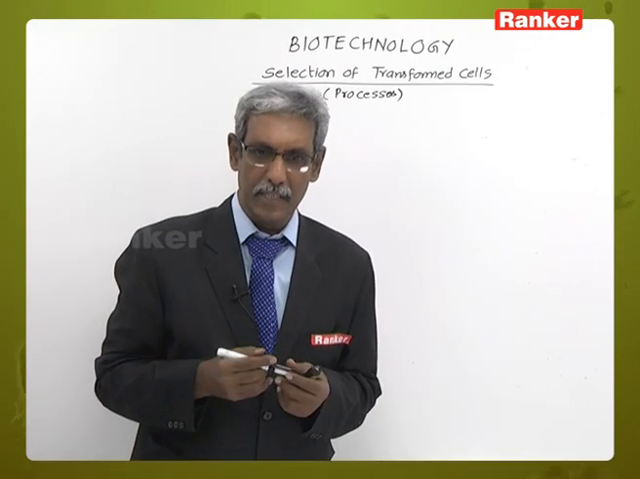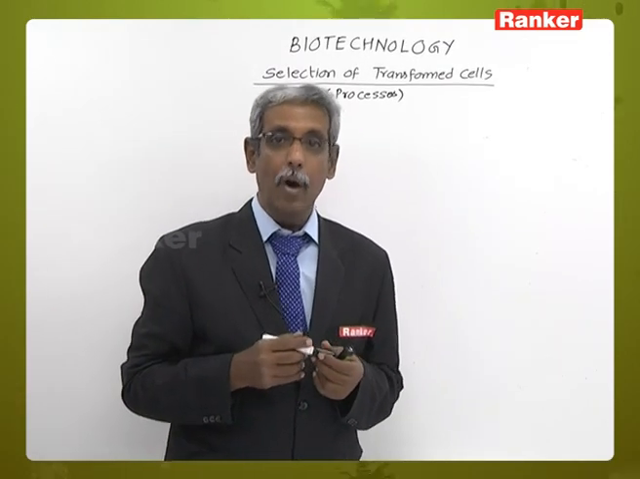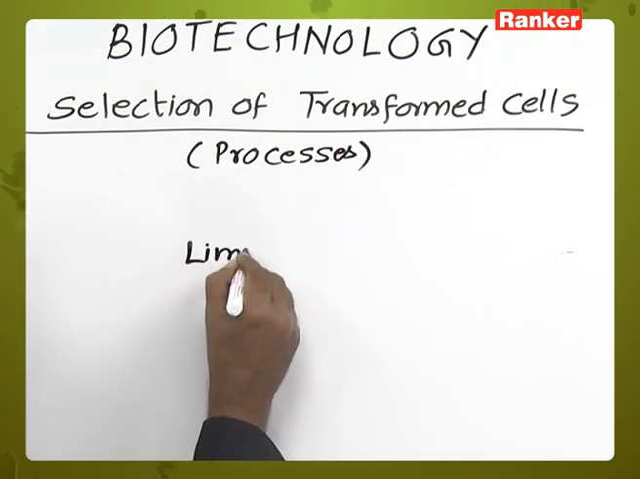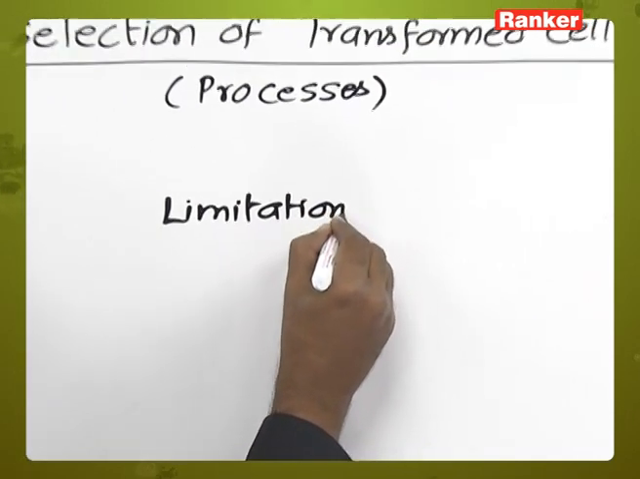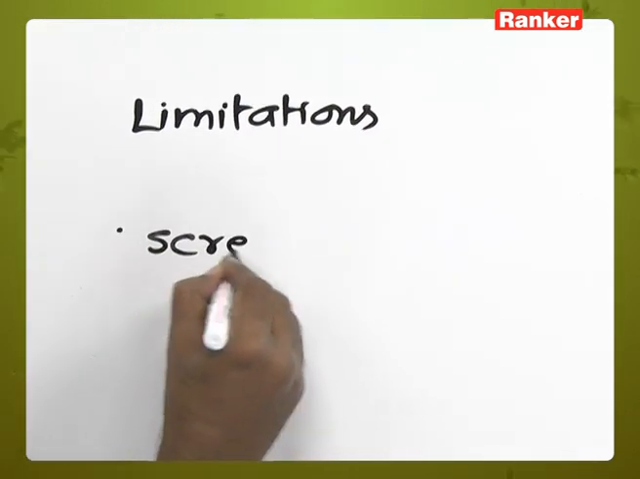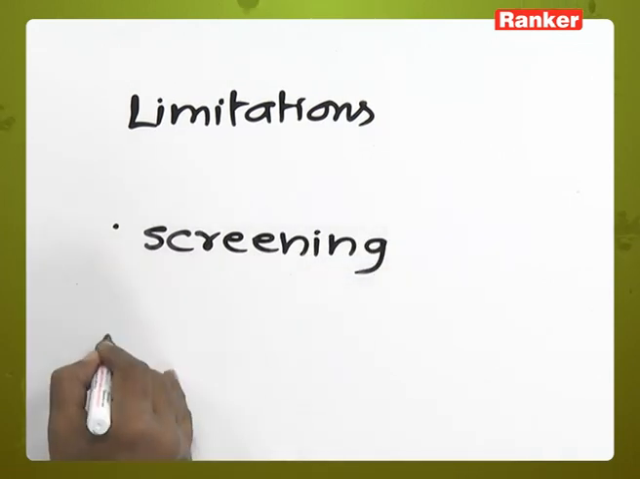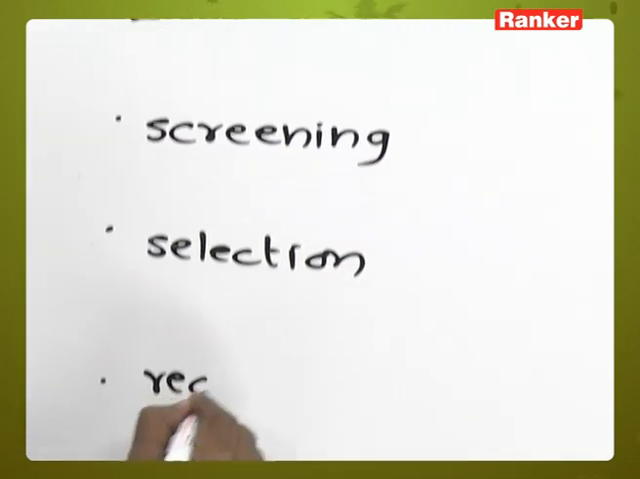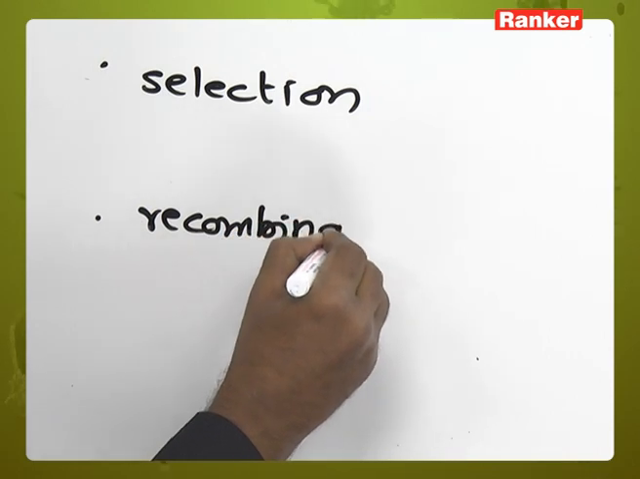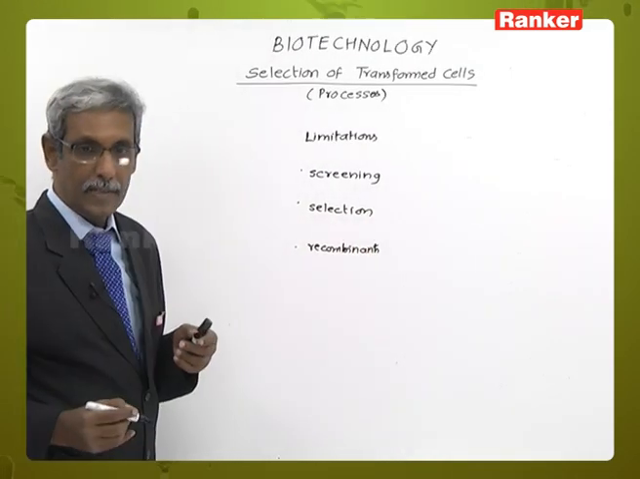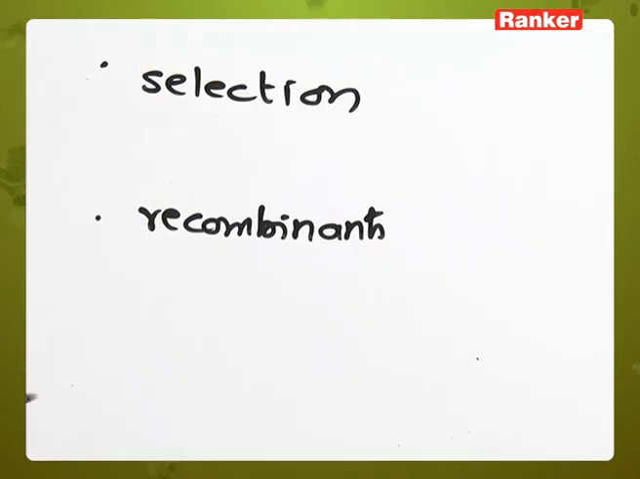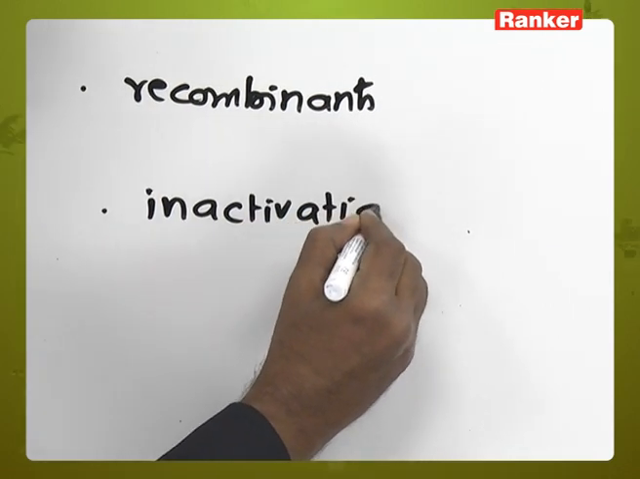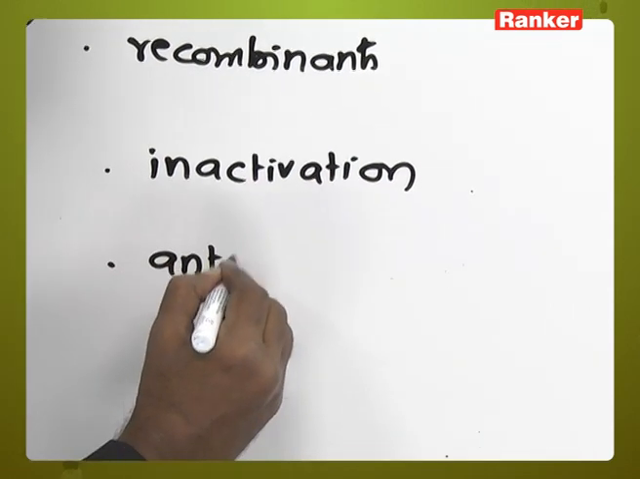Next, we have limitations. There are limitations in the selection and the screening of the recombinants, whenever we do screening and whenever we do selection of recombinants, primarily due to inactivation of the antibiotics.